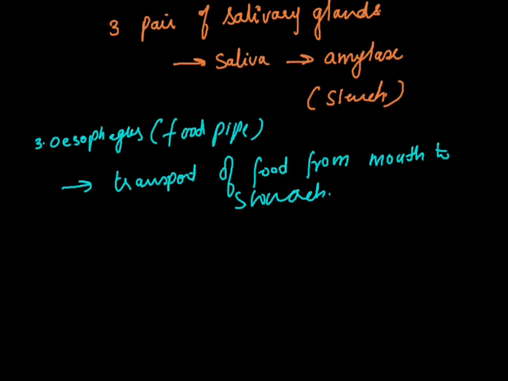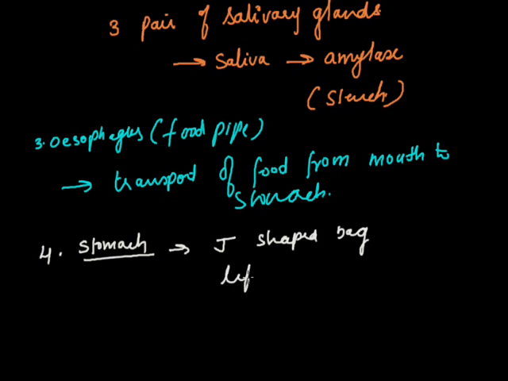The next part of the alimentary canal is the stomach. In humans, the stomach is a J-shaped bag which is present on the left side of the abdomen.